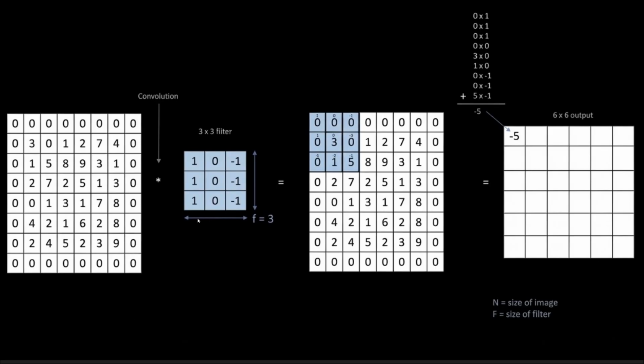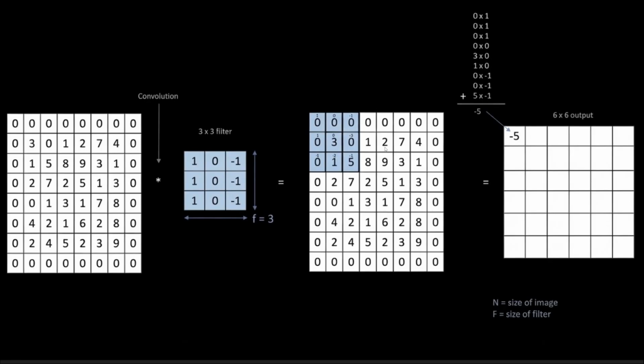CNNs analyze images using something called a filter, also called a kernel. A filter is a small matrix of numbers, for example, a 3 by 3 grid. Instead of analyzing the whole image at once, the filter looks at a small patch of the image. The filter then slides across the image, analyzing one small region at a time. This sliding operation is called convolution.